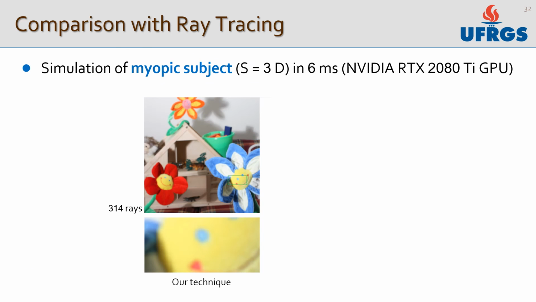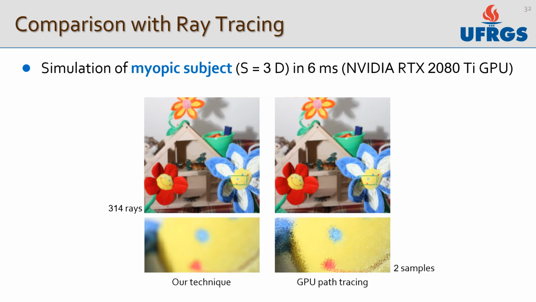We compared our technique with GPU path tracing for simulating the view of myopic subject with 3 diopters on an NVIDIA RTX 2080 Ti GPU. Our technique is capable of tracing 314 rays, constructing the tree, and using it to perform the simulation all under 6 milliseconds, producing this image. Using the same time budget, GPU-accelerated path tracing can only trace 2 samples per pixel, causing the result image to look grainy due to the path tracing's stochastic nature.